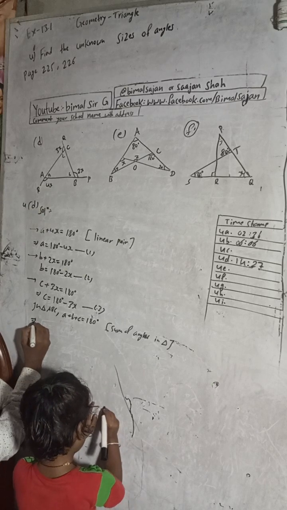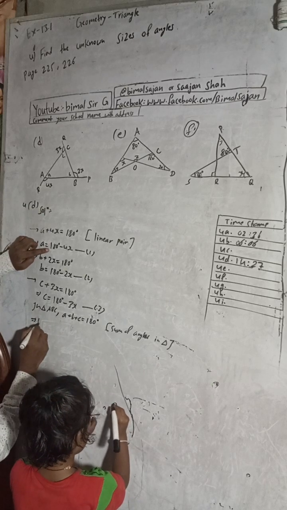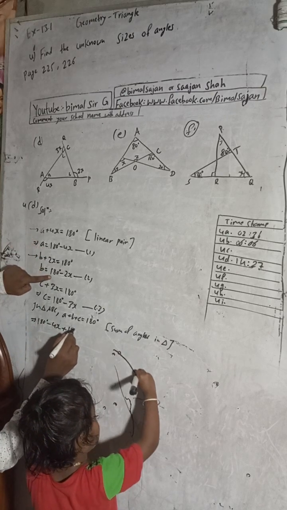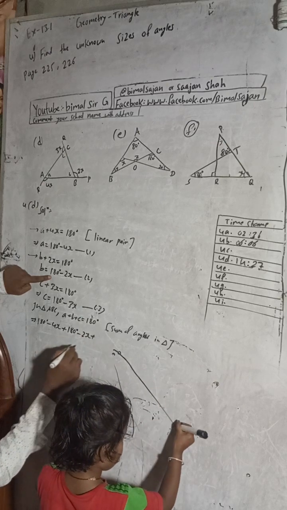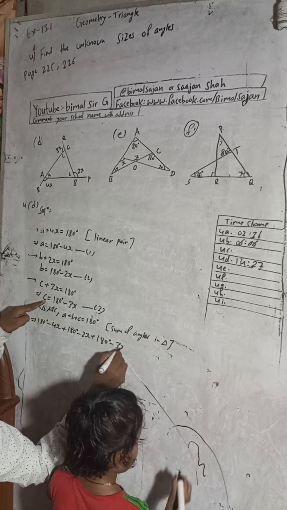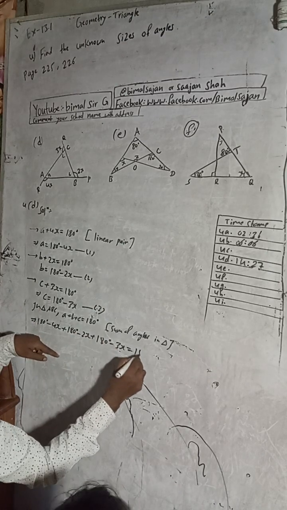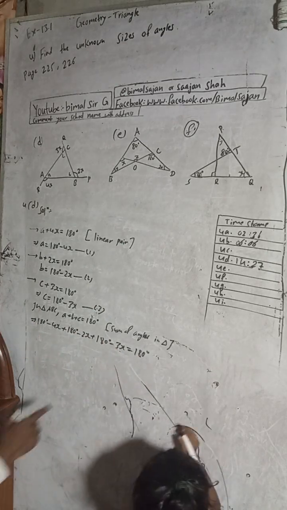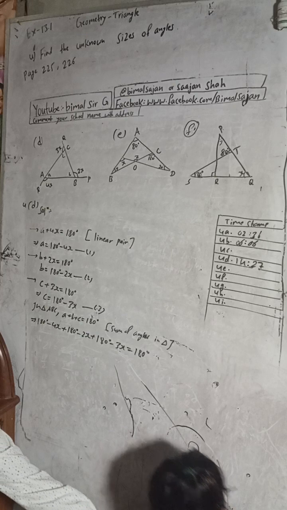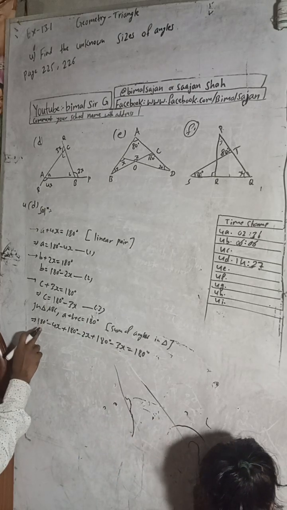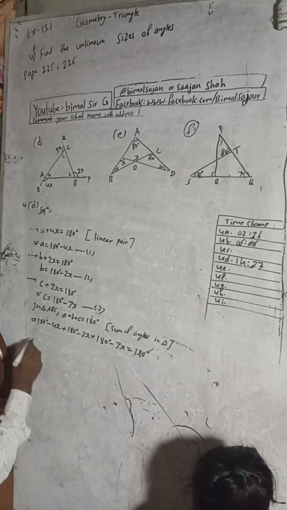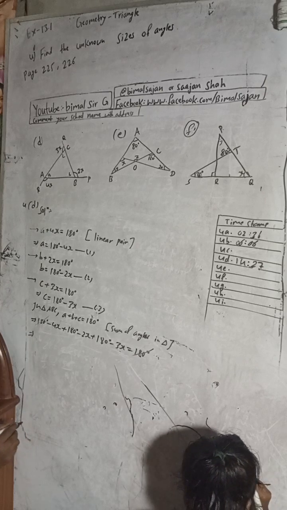Now angle A is 180 degrees minus 4x, plus B, which is 180 degrees minus 2x, plus C, which is 180 degrees minus 3x, is equal to 180 degrees. So we can cancel one of the 180 degrees, and 0 will be here.